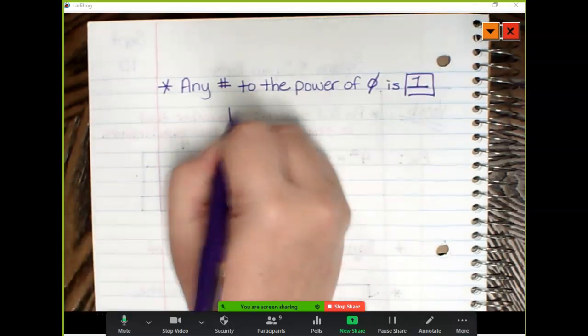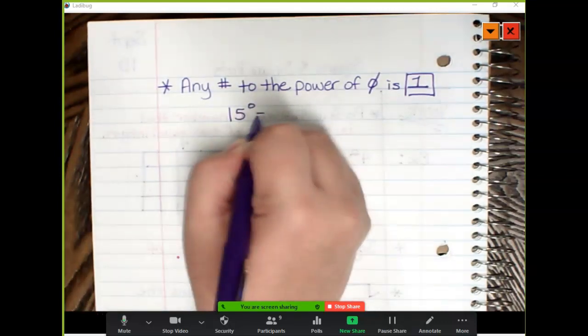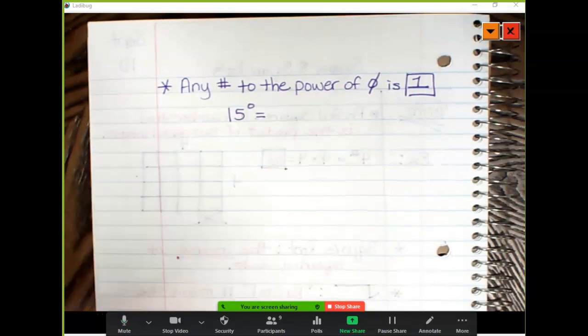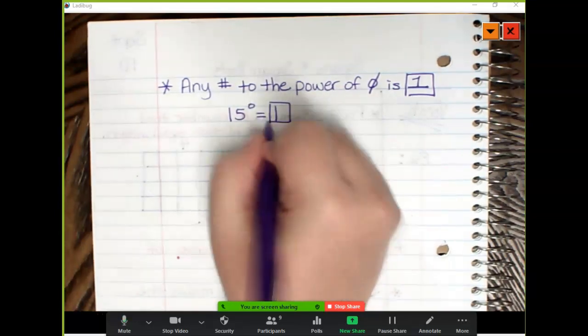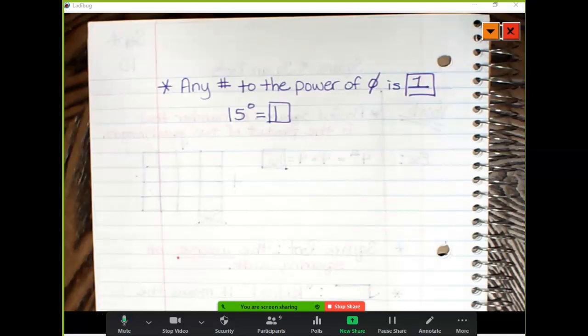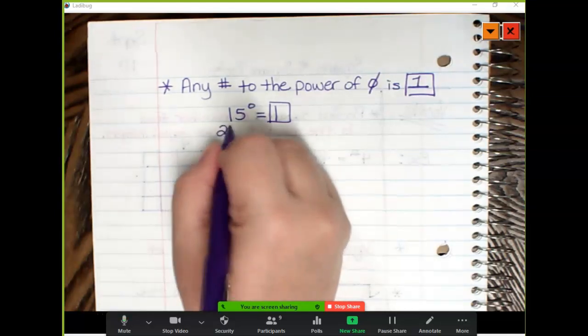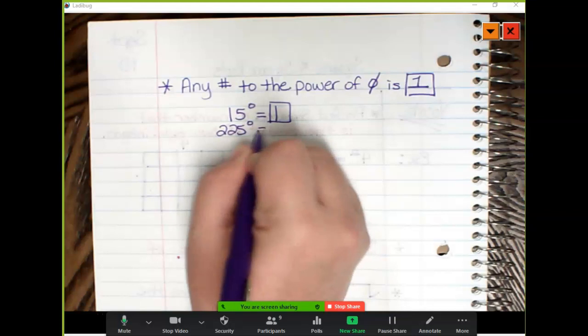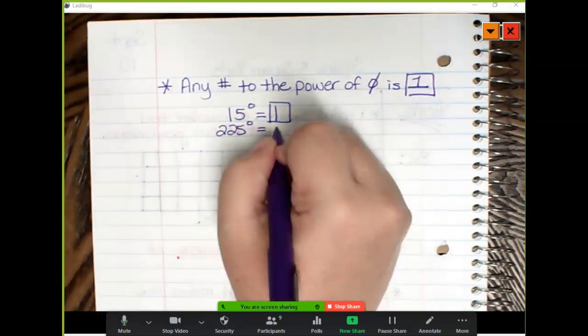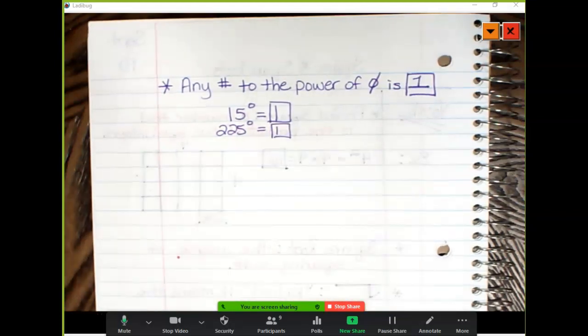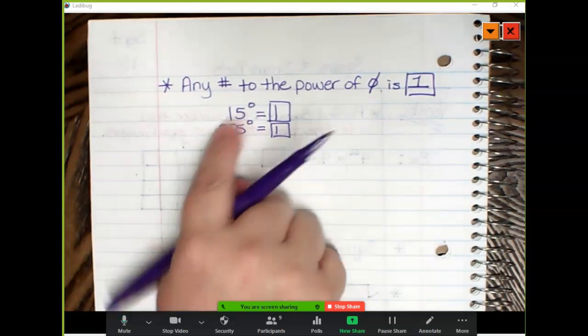So if I had 15 to the 0 power, what is its answer? 1. You got it. It's 1. What about if I had 225 to the power of 0? 1. It is 1 as well. 1,000,000 to the power of 0 is also 1. That's just something that we know, because our number system works on base 10. It makes every number to the 0 power 1.